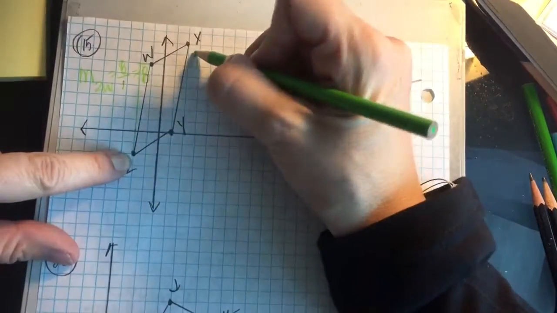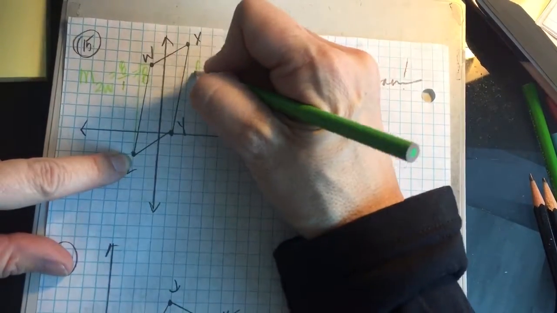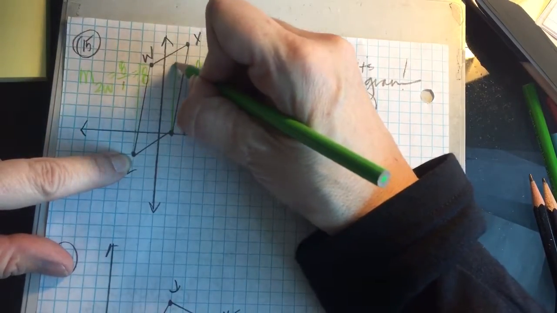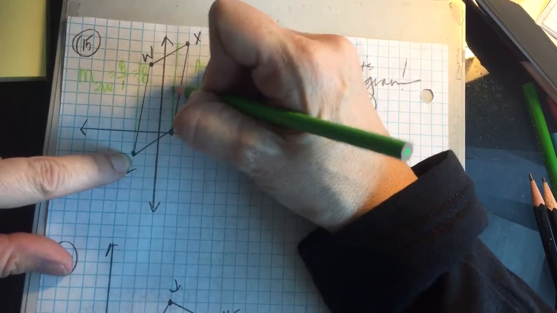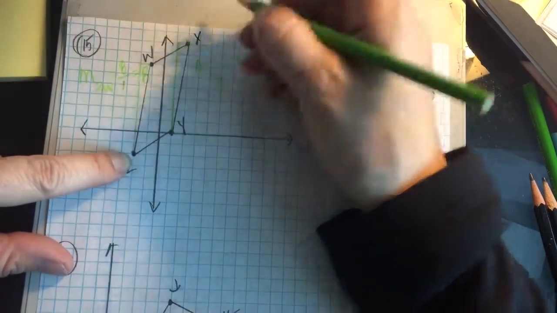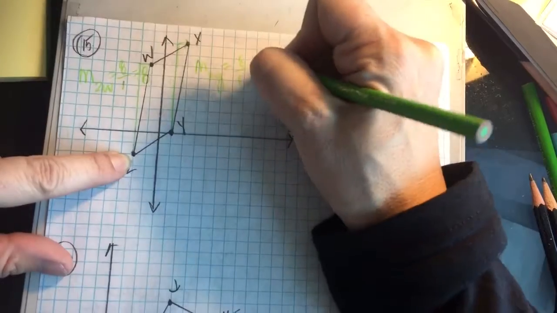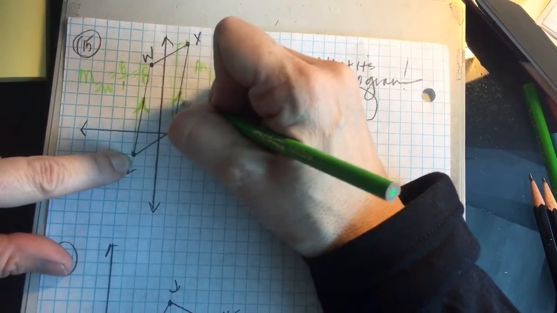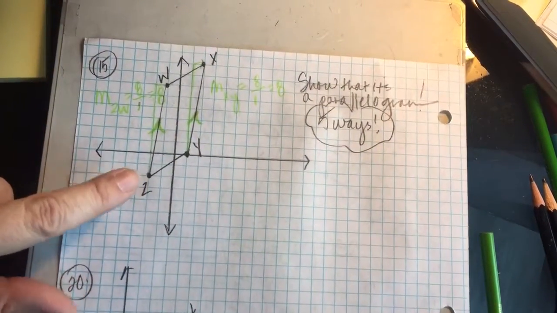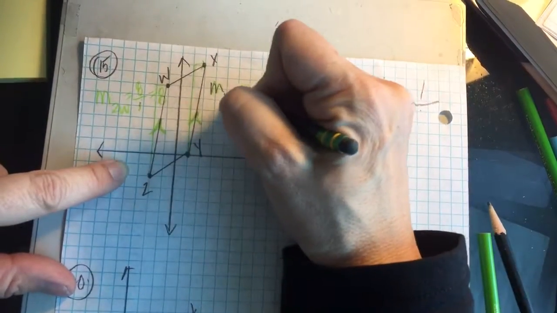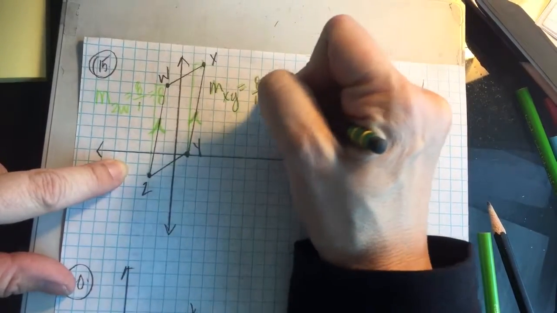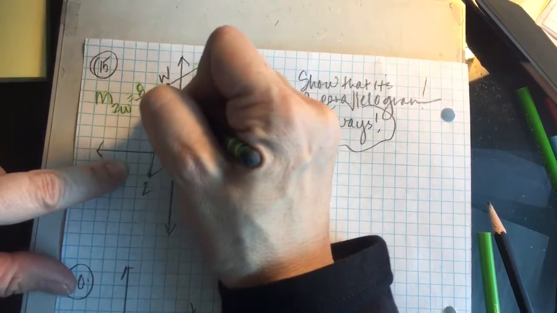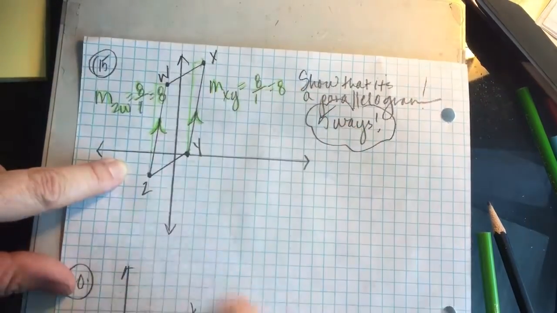Now let me go do it for the X to Y side because I expect the slope of X to Y to be the same. From Y to get up to X, what am I doing? 1, 2, 3, 4, 5, 6, 7, 8, and to the right 1. 8 over 1 is 8. I can mark these two sides as parallel because I just showed that their slopes are the same. Again, the slope of XY I counted as 8 over 1, and the slope of ZW I counted as 8 over 1. Since they're the same, I can mark that they're parallel.